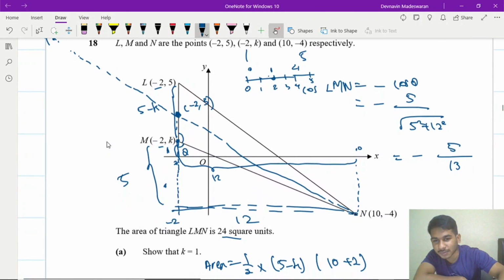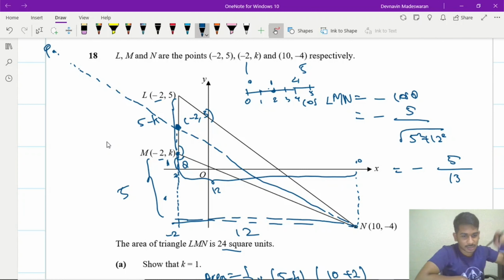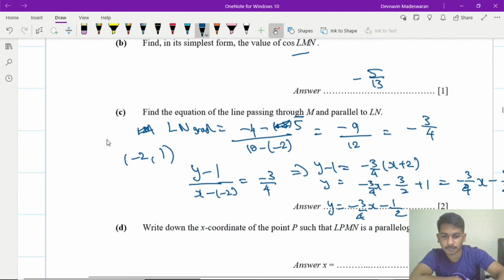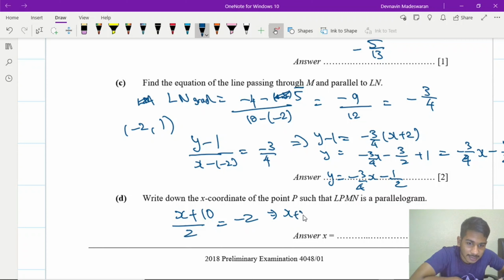They only ask for the x coordinate. So we need the x coordinate such that if you add the x coordinate of P with the x coordinate of N, and then divide by 2, you get negative 2. So (x plus 10) divided by 2 should give you negative 2. Rearranging, x plus 10 is equal to negative 4. So x has to be negative 14. Done.